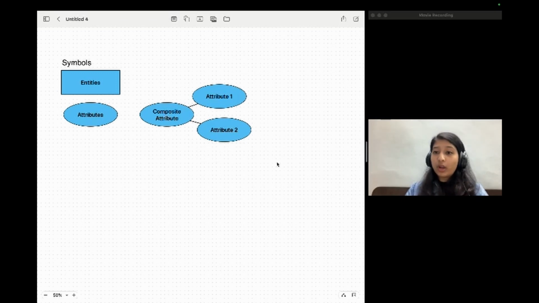And what if you need to draw a derived attribute? How will you draw a derived attribute? Simply, this is how you're going to draw it. Just its border is a dotted border. So this is a derived attribute.